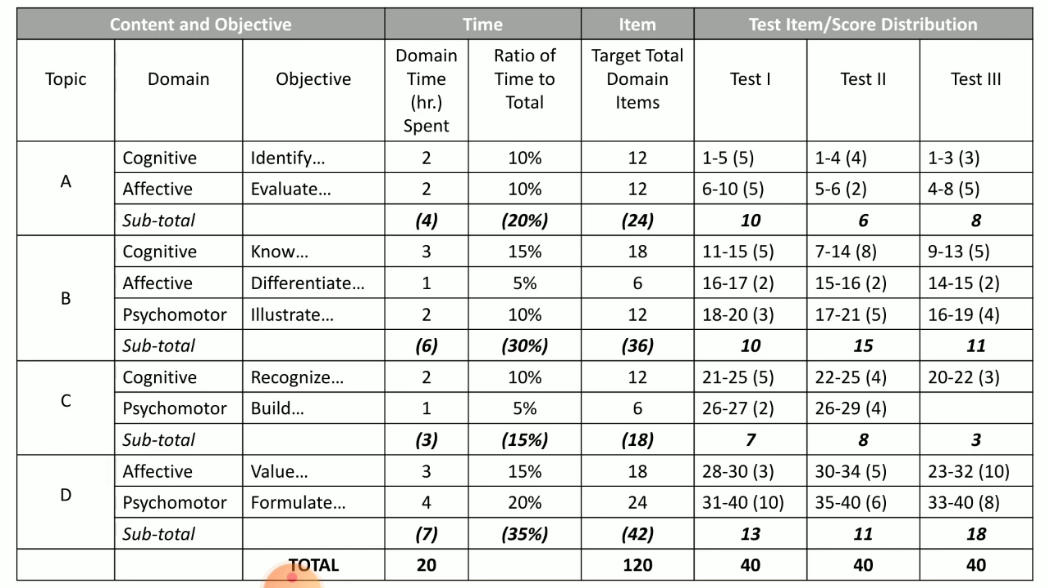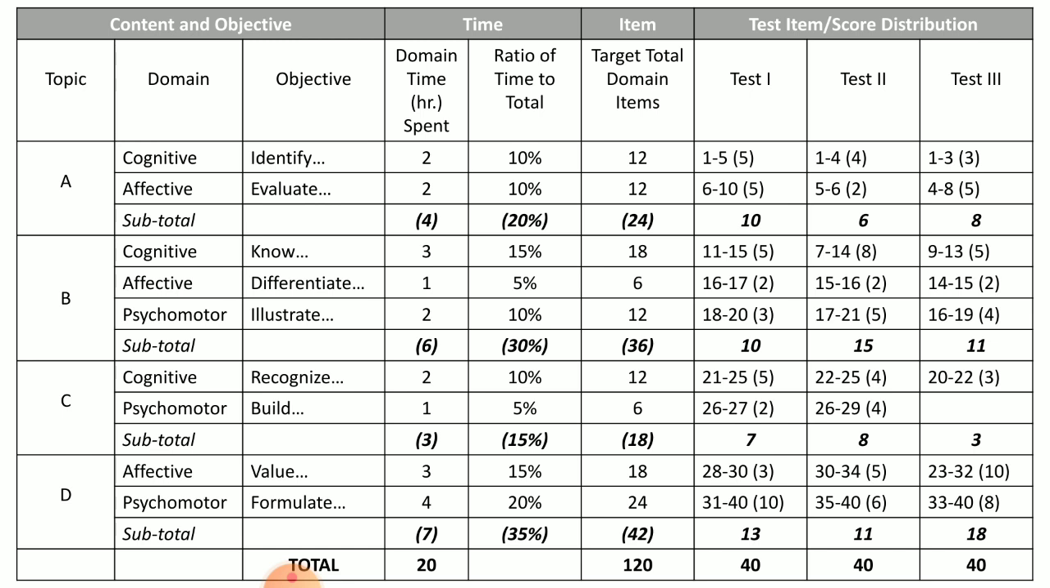So under time, we have domain time spent. So it is in hours. So this part is how long you have discussed each topic or subtopic. For example, on topic A, the cognitive, you have discussed it 2 hours. Same is true with affective, you have discussed it 2 hours, and so on and so forth. So a total of 20 hours. So you have discussed these 4 topics 20 hours.